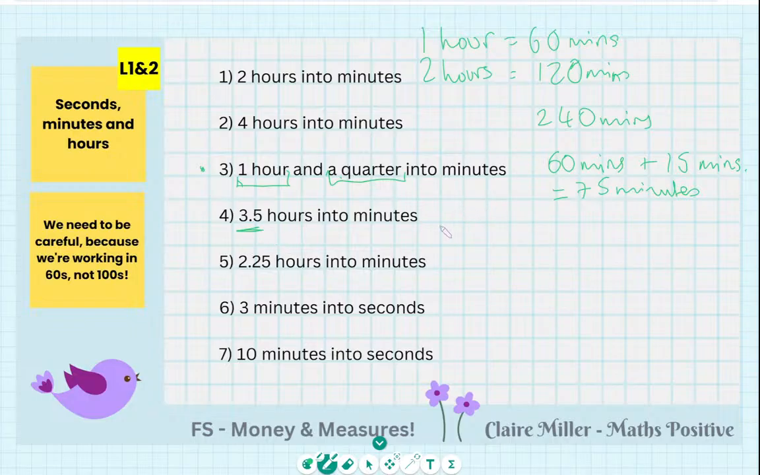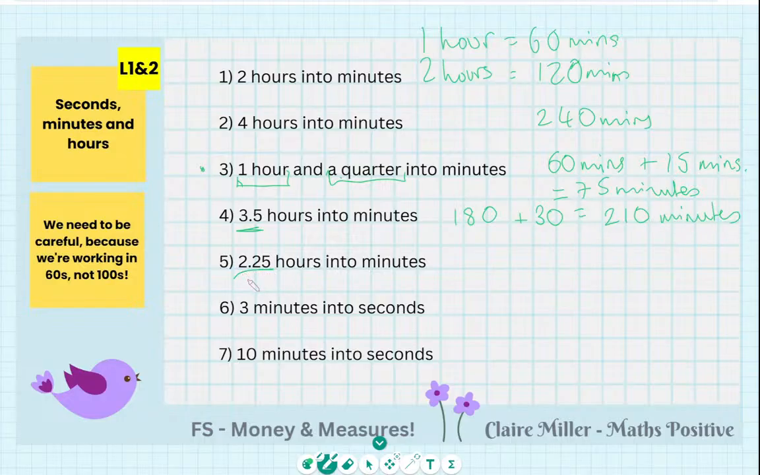So we've got 3 hours, that's 3 lots of 60. So I know 3 times 6 is 18, so 3 times 60 must be 180. And then we've got 0.5, half an hour, so that's going to be a 30. So in total, that's 210 minutes.